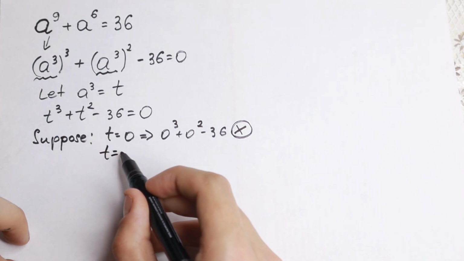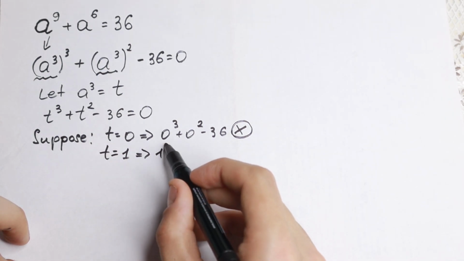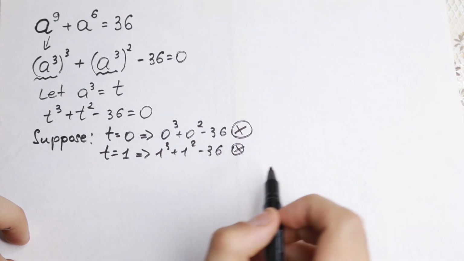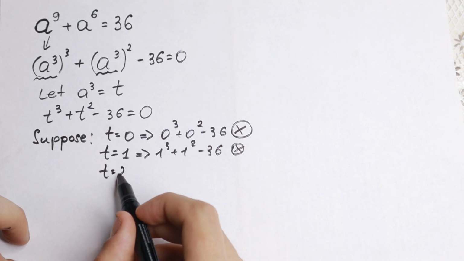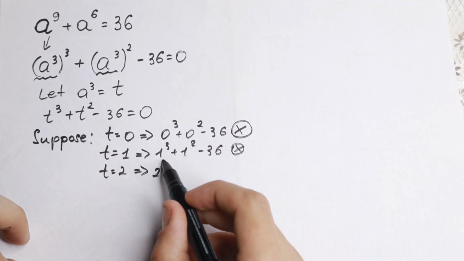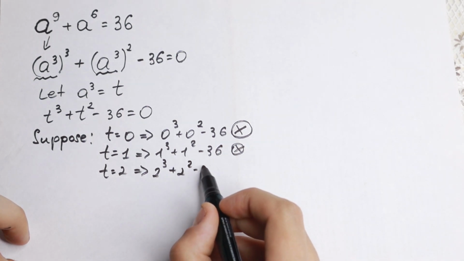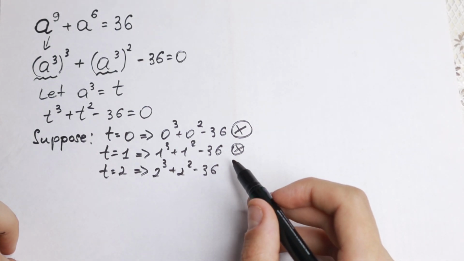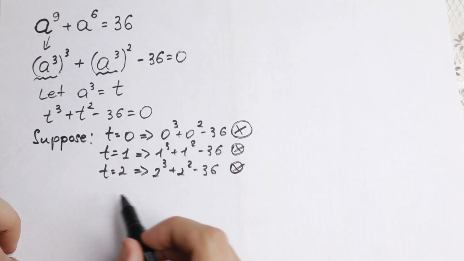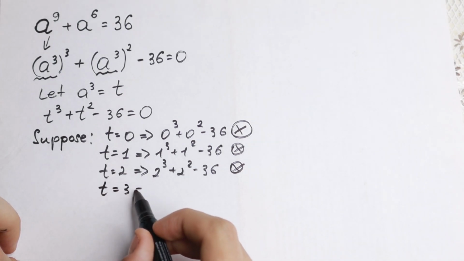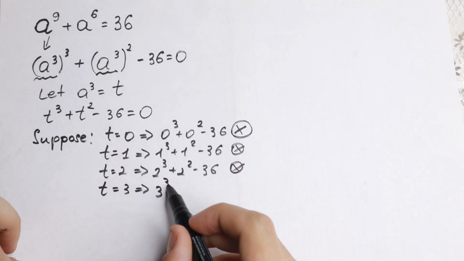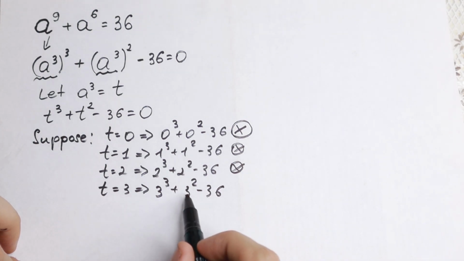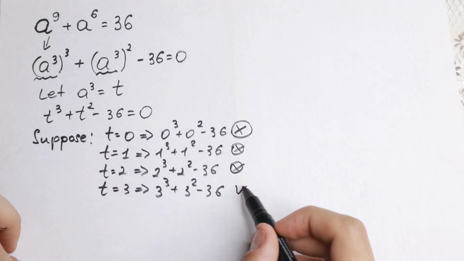Let's check real quick. For t equal to 1, we have 1 cube plus 1 square minus 36. Of course, it's not equal to 0. Let's go next. T equal to 2, we have 2 cube plus 2 square minus 36. So 8 plus 4 minus 36 is not equal to 0. Let's check t equal to 3. We have 3 cube plus 3 square minus 36. We have 27 plus 9 minus 36. This is equal to 0.